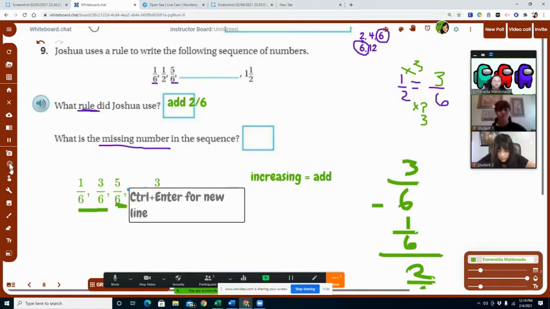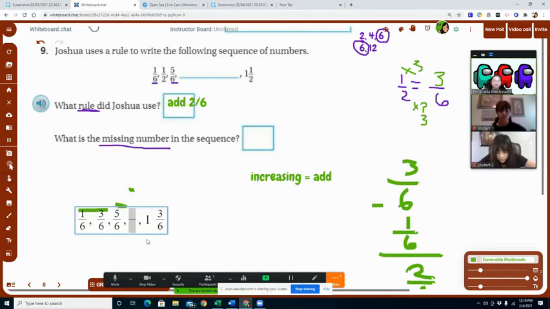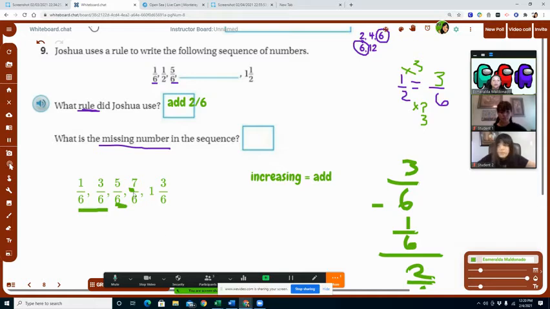I'm going to edit this. So to find my missing number, I need to add 2/6 to my previous term. So if I add 2/6 to 5/6, that is 7/6. Now 7/6 is a fraction greater than 1. So I would actually have to rewrite it, right?